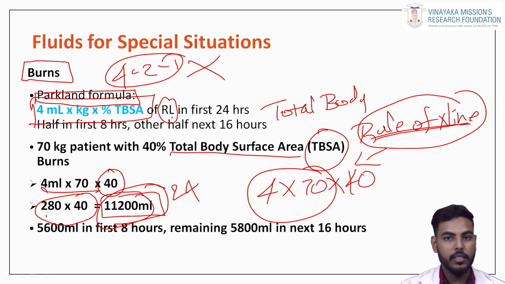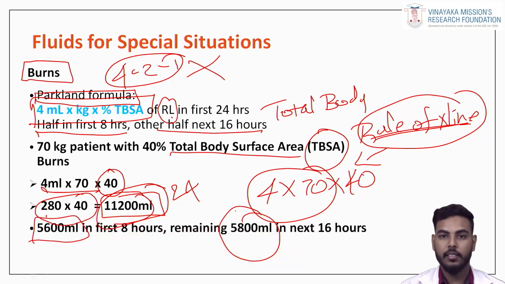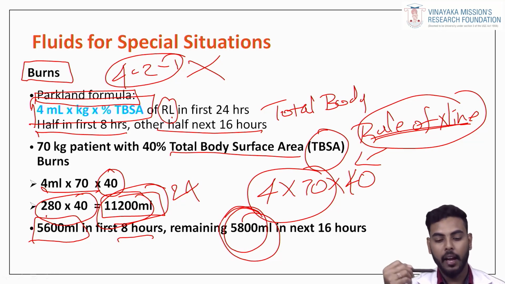How we have to provide this to the patient is half in the first 8 hours and the other half in the next 16 hours. That means 5,600 ml in the first 8 hours, then the remaining 5,600 ml over the next 16 hours. So remember the Parkland formula and how to provide the fluid to the patient.